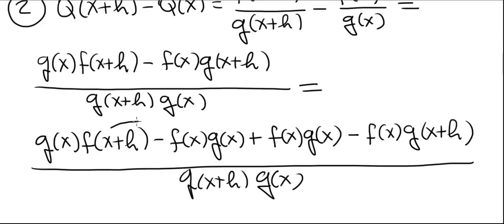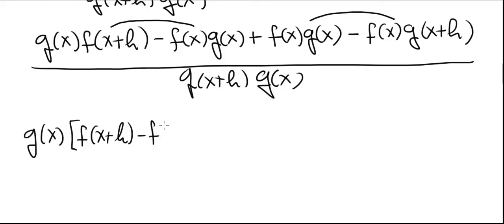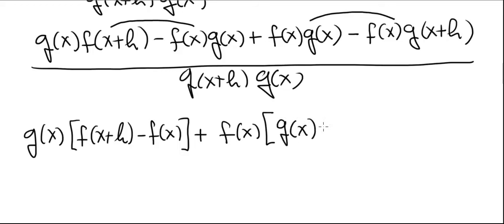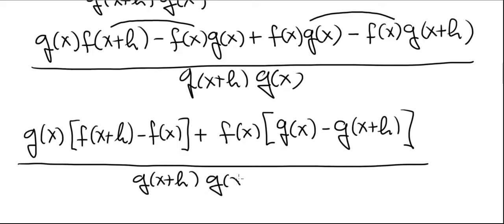Now notice that these two terms have g(x) in common, and these two have a common factor of f(x). Let's factor those out, and this will be g(x) times f(x+h) minus f(x), plus f(x) times g(x) minus g(x+h), divided by g(x+h) times g(x).